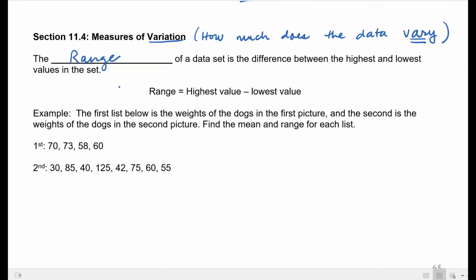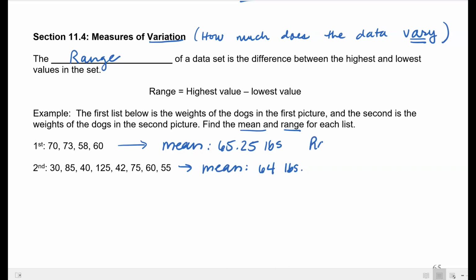So let's look at this example here. We've got the list of weights of dogs in two pictures, and we're asked to find the mean and the range. For number 1, the mean, if you add those up and divide by the total, I'm just going to write down the answer. Feel free to pause the video and calculate it if you want more practice. It is 65.25 pounds. For the second example, the mean is 64 pounds. So the averages are really close.